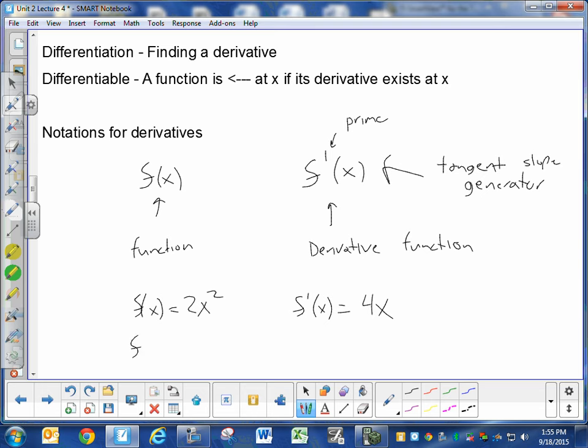We will discover that a function like, I don't know, let's talk about a cubic function, -3x cubed plus 2x, its friend that will tell us the tangent slopes of all of the points on this function will be negative 9x squared plus 2.